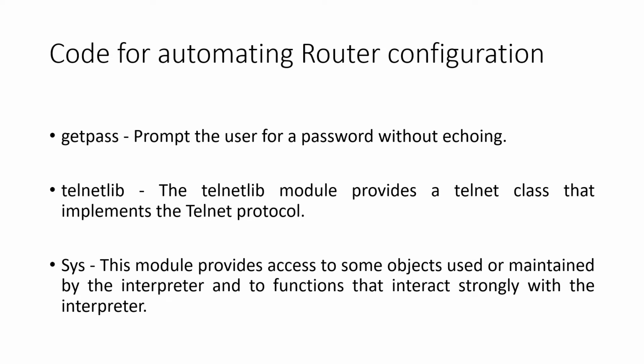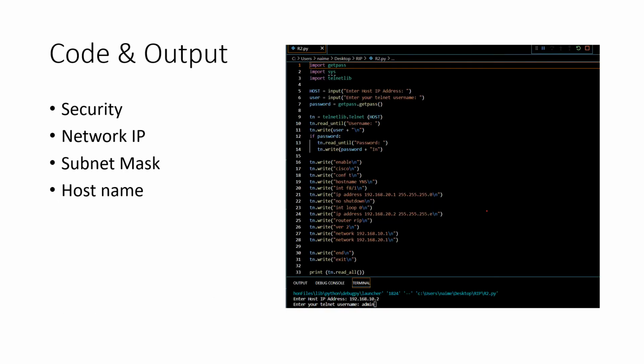Codes which are used for automating router configuration. First is getpass. To prompt the user for a password without echoing, we are using getpass. Telnetlib: the telnetlib module provides a Telnet class that implements the Telnet protocol in the routers which we are using, or we can say in existing routers. Sys: this module provides access to some objects used or maintained by the interpreter and to functions that interact strongly with the interpreter. Thank you.